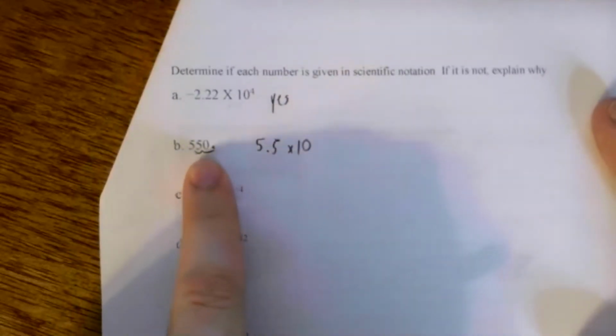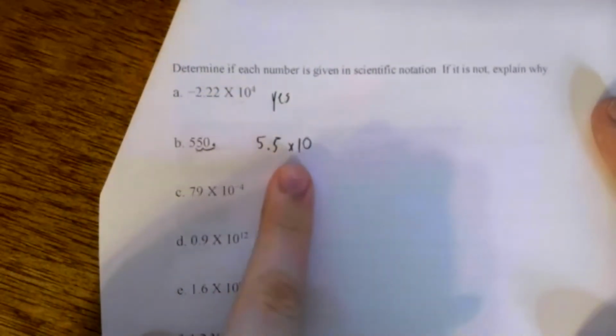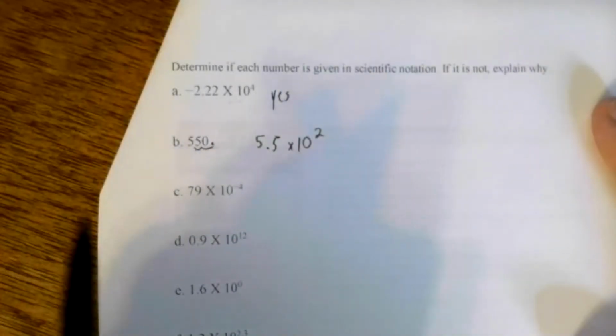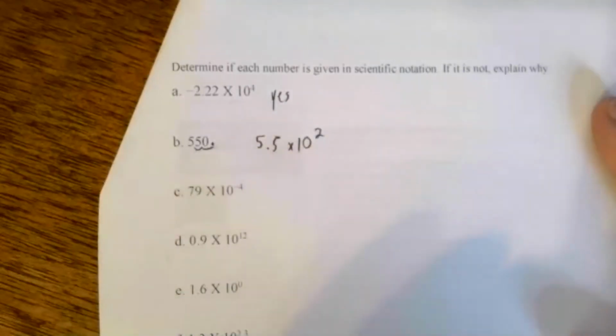So remember, this is a large number, right? If we make this number smaller, the exponent has to be bigger. So it's going to be a +2. If we have a negative, it's going to be a decimal, something like on the last page, where we had a really small decimal. If it's a whole number or a big number like that, it's going to be a positive exponent. Okay, what about C?